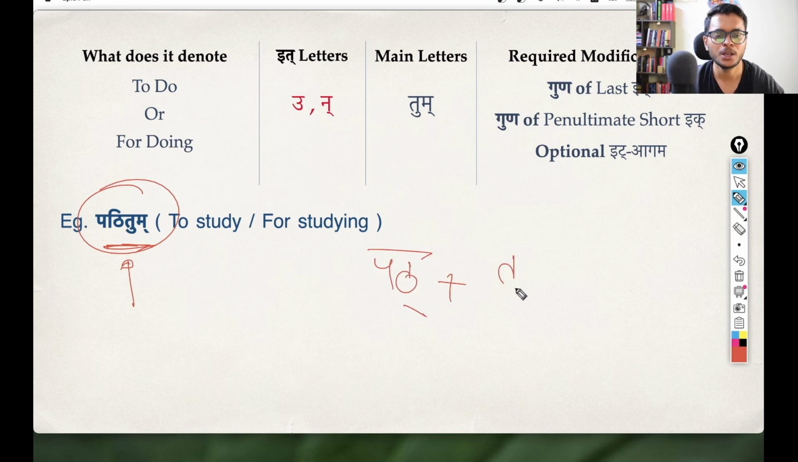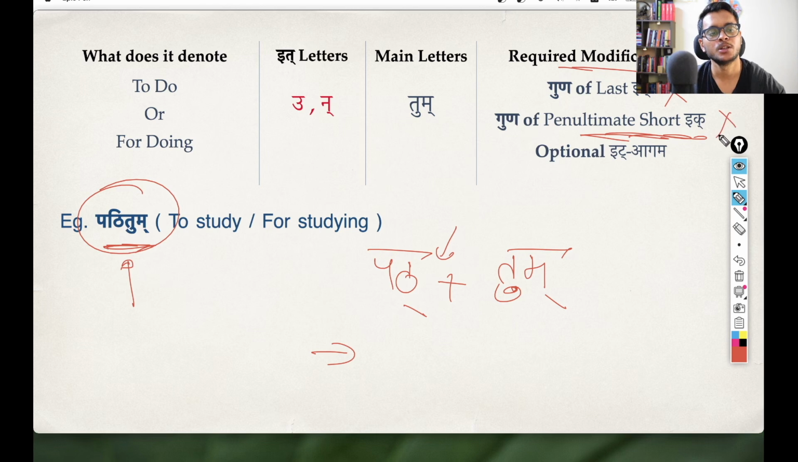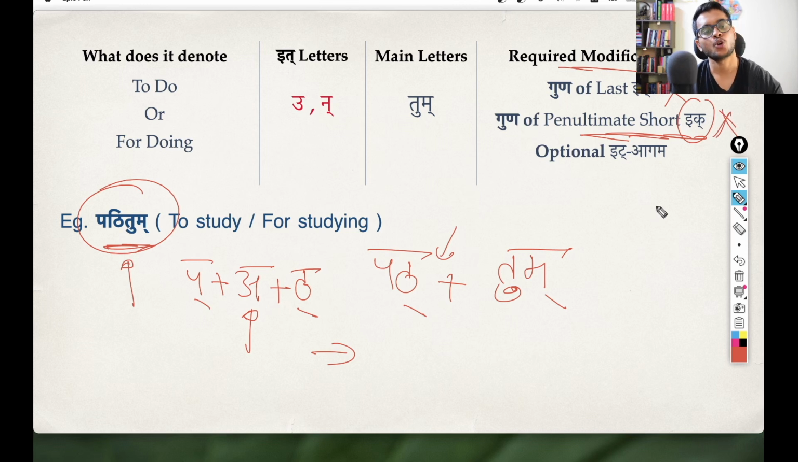is the dhatu, and we are modifying this dhatu using the tumun suffix, and then we are going to see the required modifications. So guna of the last ik is not possible, because in our dhatu we don't have any last vowel. And guna of the penultimate short ik is also not possible, because as the penultimate vowel we have a, right? If you do the varna vichheda, as the second last vowel we have a, and a does not belong to this ik pratyahara. So this modification is also not possible.